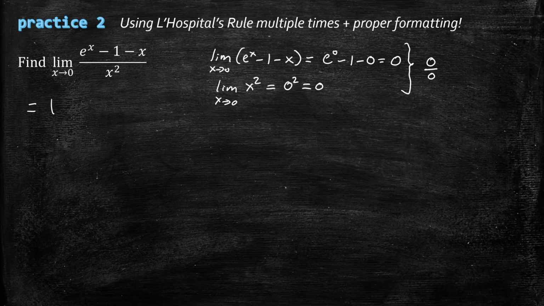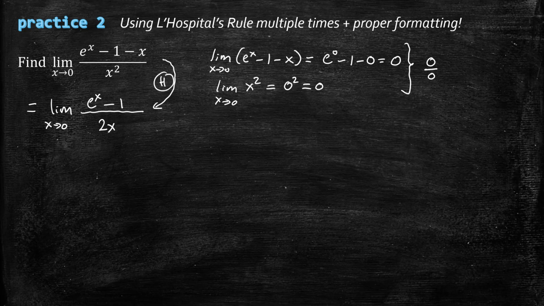And so we can take the derivative of the numerator and the denominator. So that's e to the x. The derivative of minus 1 is 0, and minus x is this. And the derivative of x squared is 2x. So that allowed us to move from here to here, and let's put an H for L'Hopital's rule.